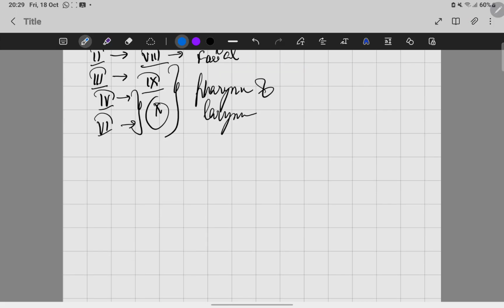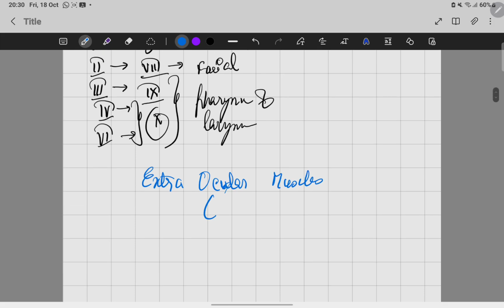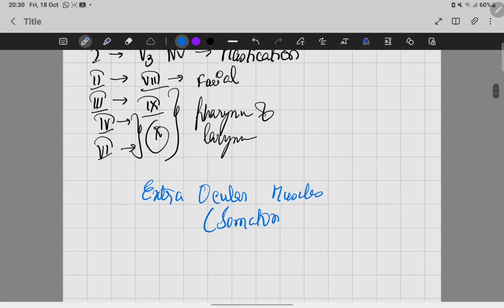Now let us discuss the extraocular muscles. They are derived from somitomeres, and the tongue muscles are derived from somites. This we will learn in general embryology.